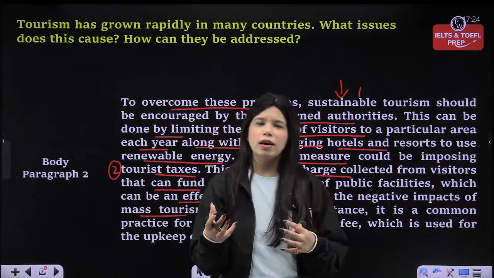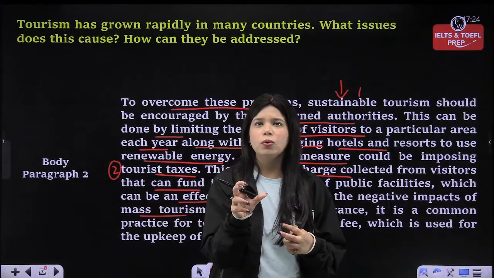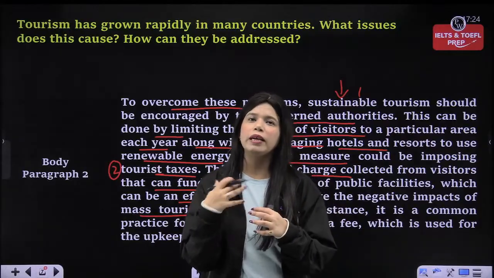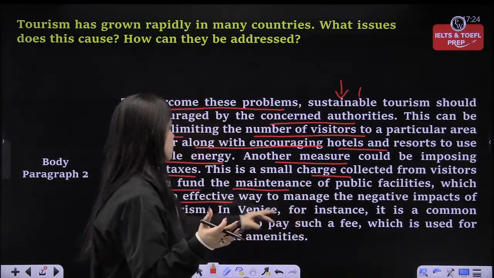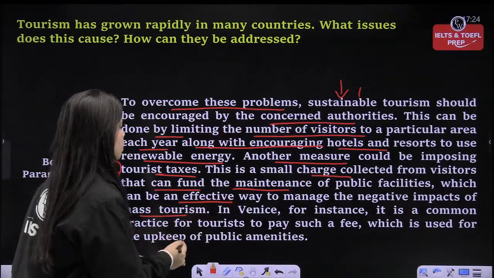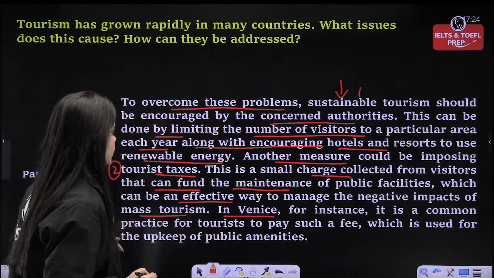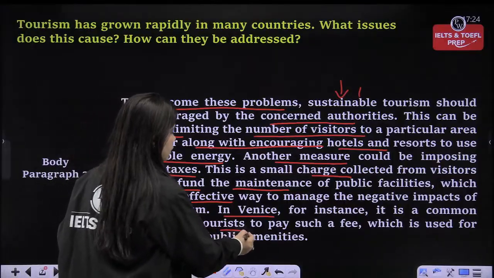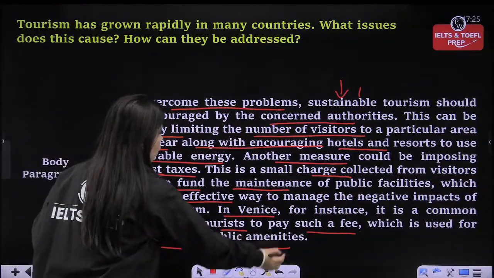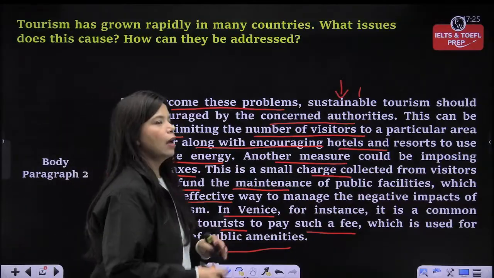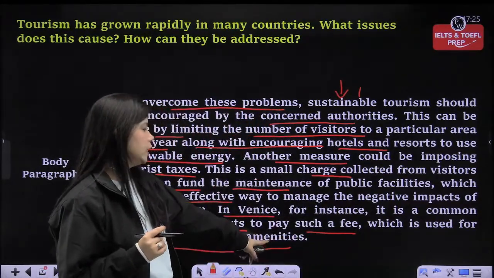So a small charge can be taken from tourists and the same money can be used to upkeep, to maintain the infrastructure of that particular area. That's what I'm trying to say here. And then I have given an example of Venice, because Venice में ऐसा होता है. In Venice, for instance, it is a common practice for tourists to pay such a fee which is used for the upkeep of public amenities. Upkeep matlab maintenance. Maintenance of public facilities.